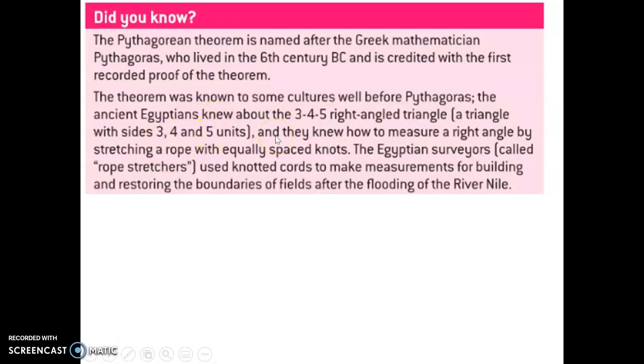And they knew how to measure the right angle by stretching a rope with equally spaced knots. The Egyptian surveyors, called rope stretchers, used knotted cords to make measurements for building and restoring the boundaries of fields after the flooding of the River Nile. So there's some history of the Pythagorean theorem before Pythagoras. And certainly he inherited that knowledge when he came up with his theorem.